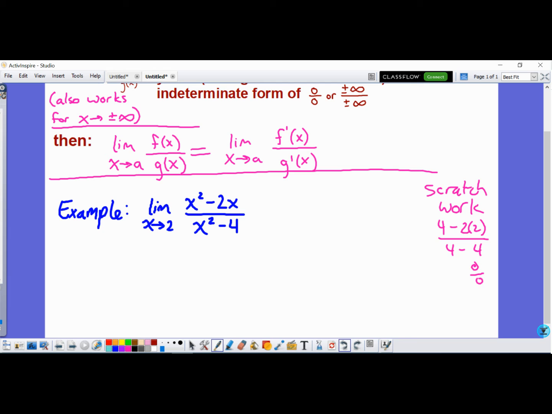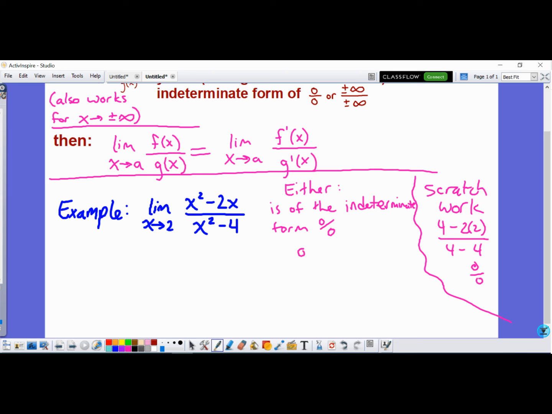And then to justify using L'Hopital's rule, which you do need to do, you have two choices. You can either write that it is of the form, or let's say the indeterminate form, zero over zero, or of course infinity over infinity if you had that. And then you can say, therefore, by L'Hopital's rule, and write what it equals.